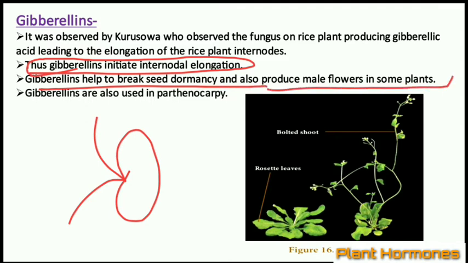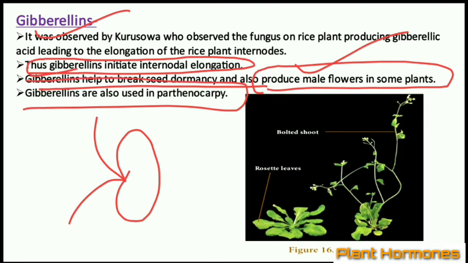Some male flowers are also produced with the help of gibberellin hormones. In some plants, male flowers are also produced. Gibberellin also helps in parthenocarpy.